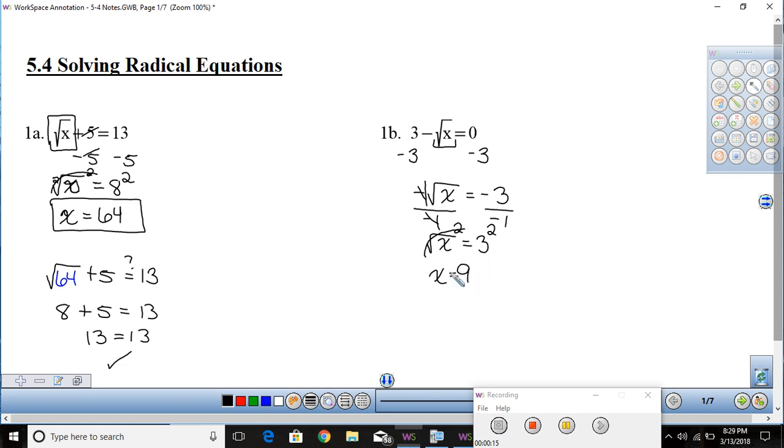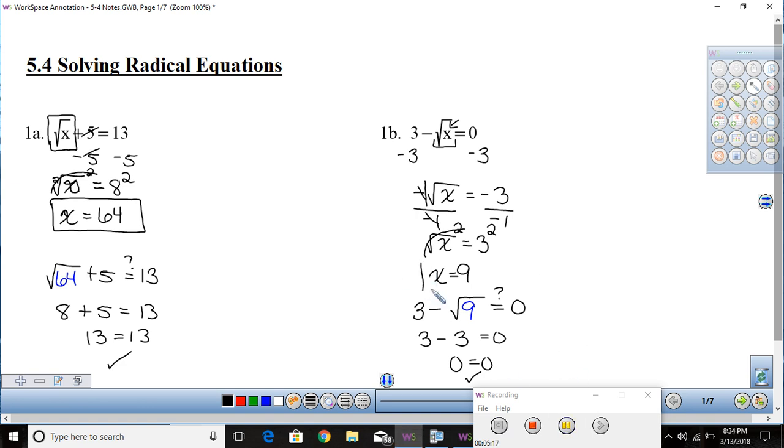I want to make sure that 9 is a legit answer. So I'm going to take it and plug it in for the x up here. So I've got 3 minus the square root of 9. And I want to know, does that equal 0? I'm going to put a little question mark here. Well, I know that the square root of 9 is 3, and 3 minus 3 is 0, so my check is good.